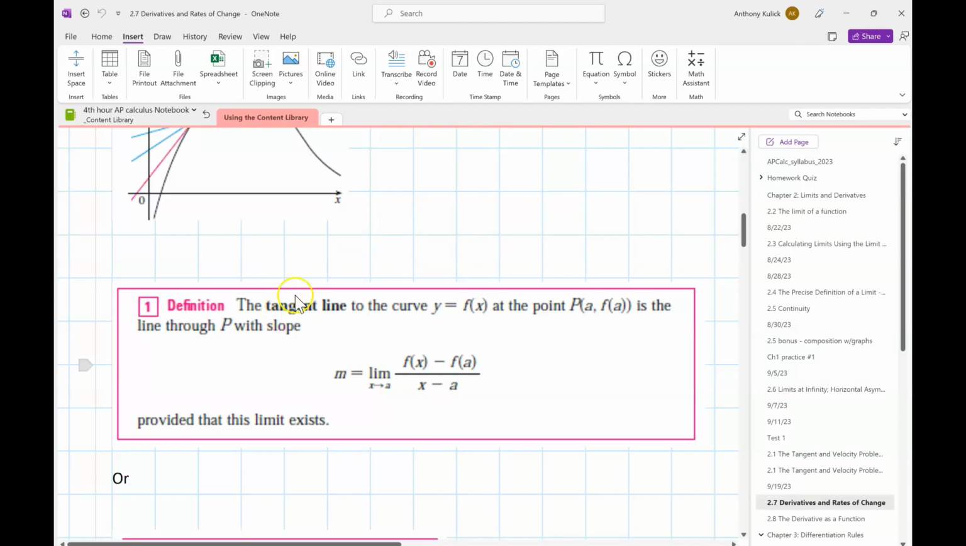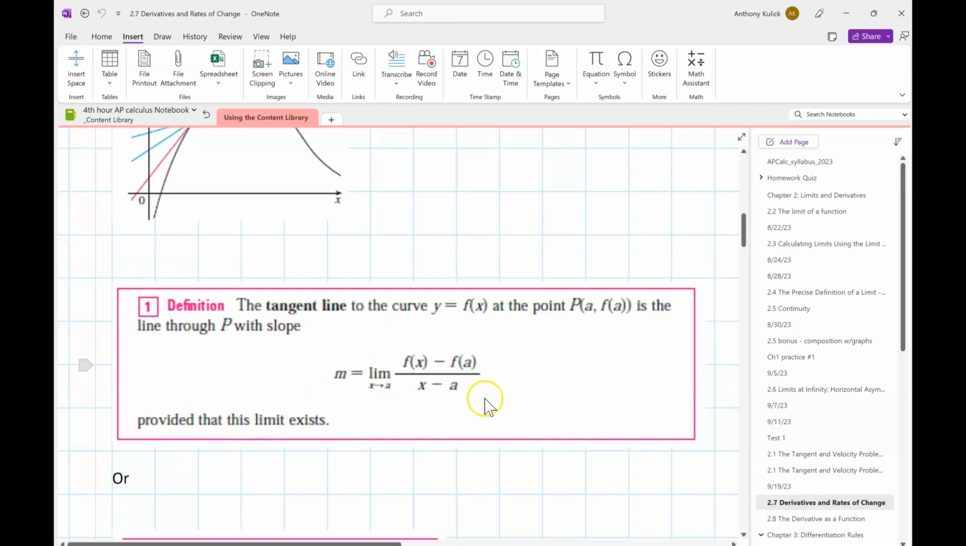So we'll start with this definition. We say the tangent line to the curve y equals f of x at the point P, a comma f of a, is the line through P with slope the limit as x approaches a of f of x minus f of a over x minus a, provided that the limit exists. Same idea that we saw in 2.1, right? That instantaneous rate of change was the same as taking a secant line and getting those points closer and closer together till they're the same point.